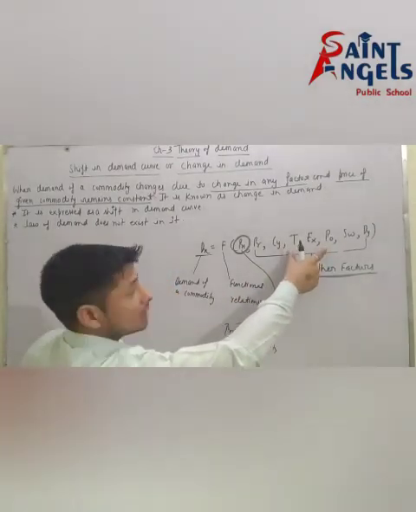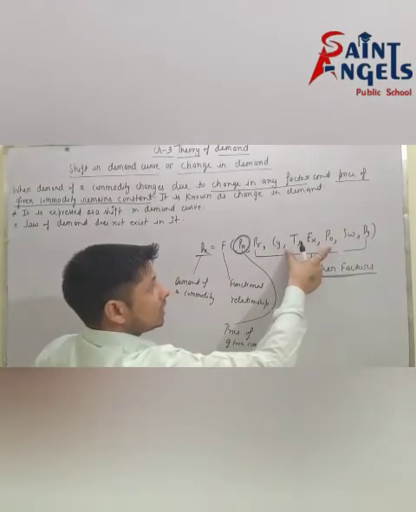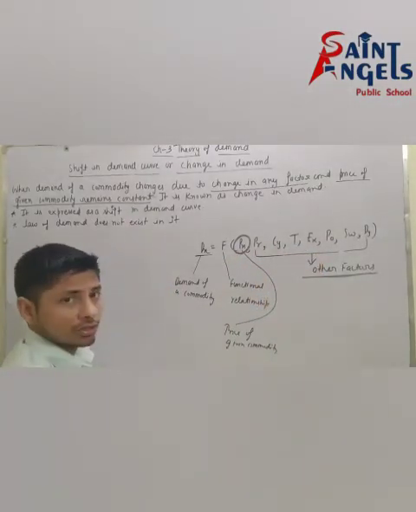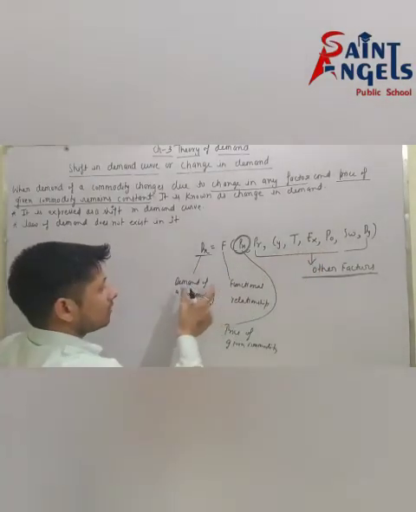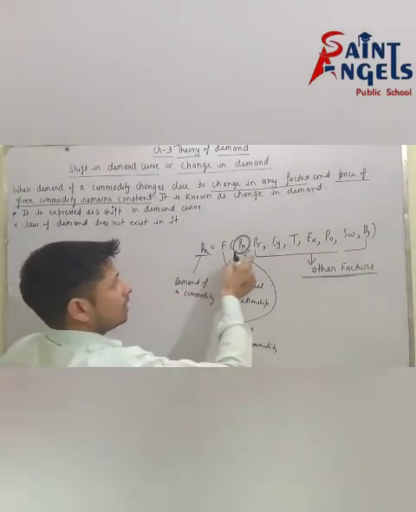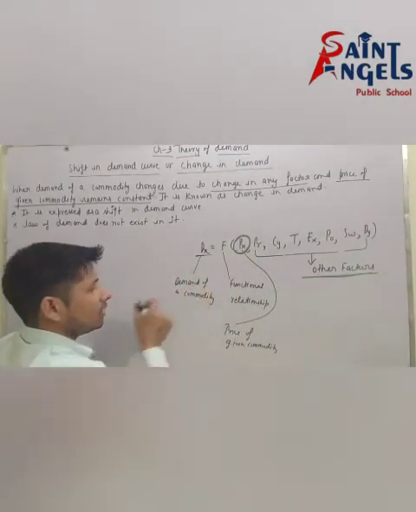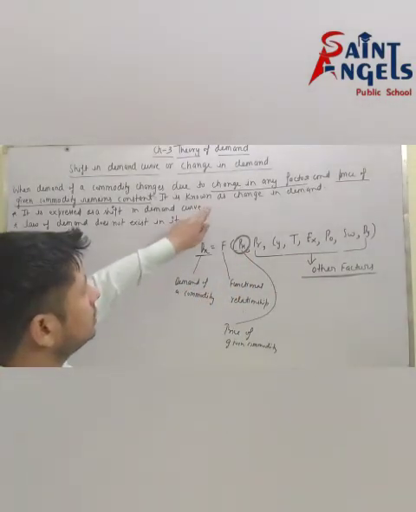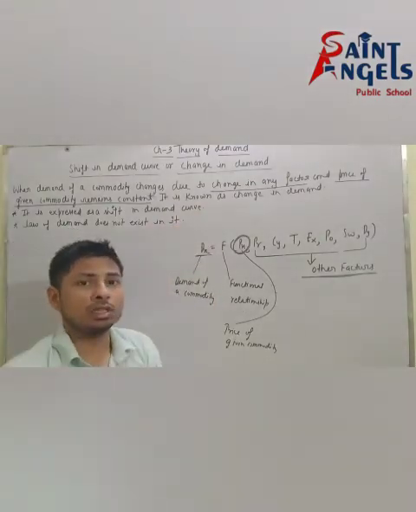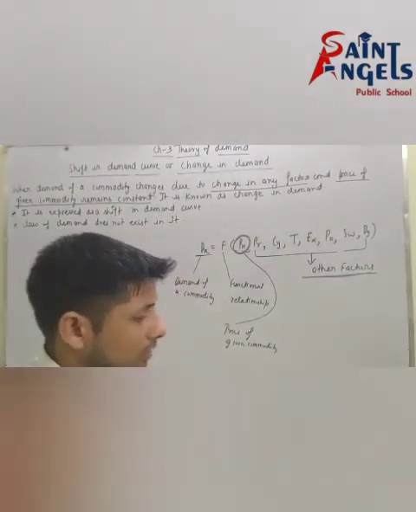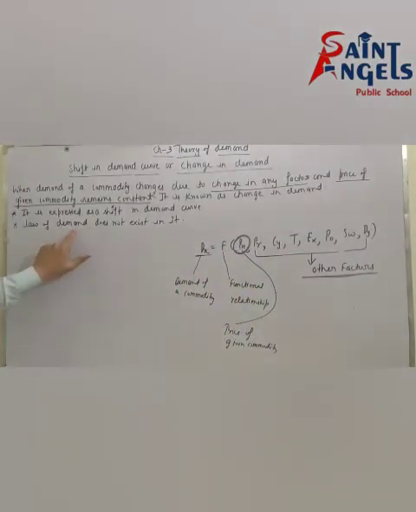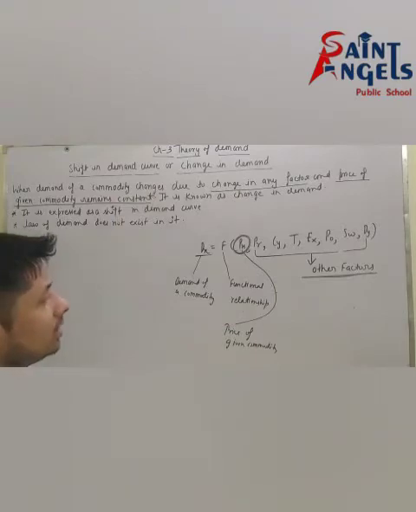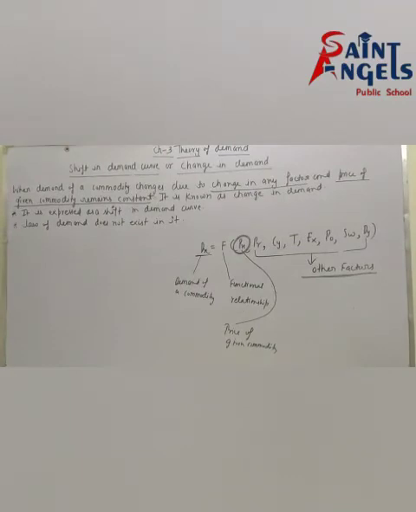But the law of demand says that these factors will remain constant, and this factor will change. It means these factors will not affect the demand for a commodity, and this factor will affect it. So this definition is the opposite of the law of demand. We can say the law of demand does not exist in it. I hope the definition is clear. Please pause the video and note this down.